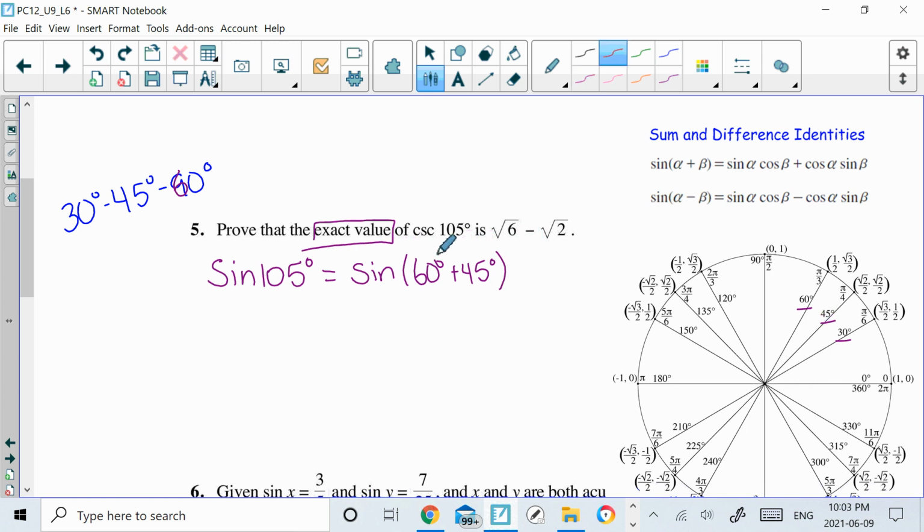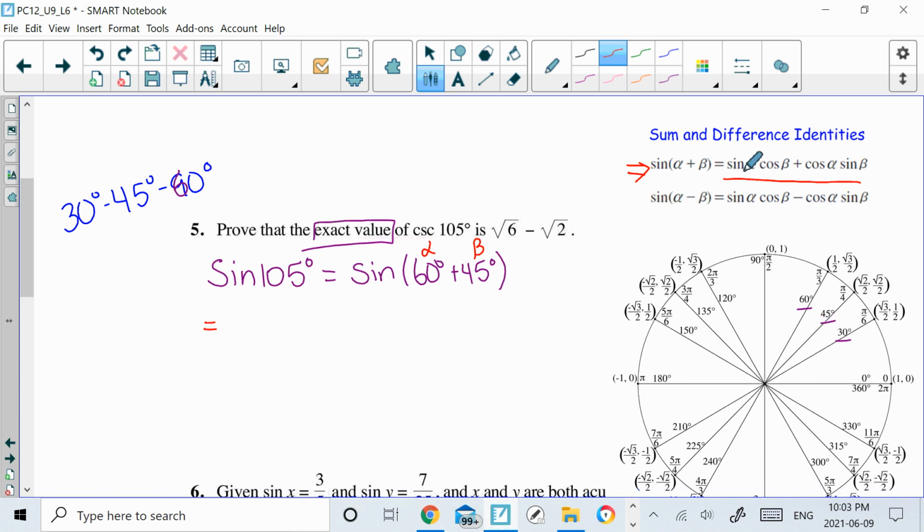Once I do that, I'm going to identify what angle is alpha and what angle is beta. From there, I'm going to take my formula sheet and find the sum identity for the sine, which would be this identity here. Now, using the right-hand side of this identity, I'm going to evaluate the sine of alpha, the cos of beta, the cos of alpha, and the sine of beta. And from there, I'm going to see, does that equal root 6 minus root 2?